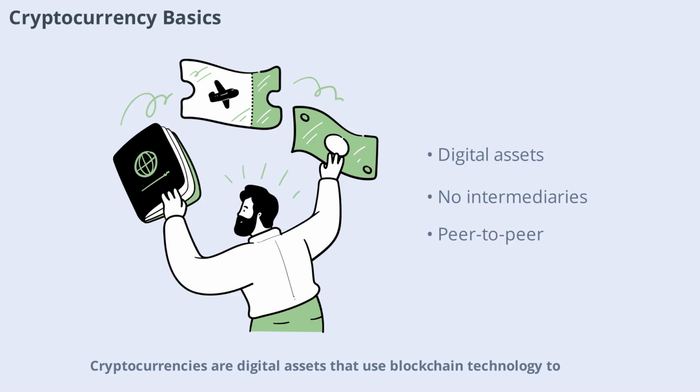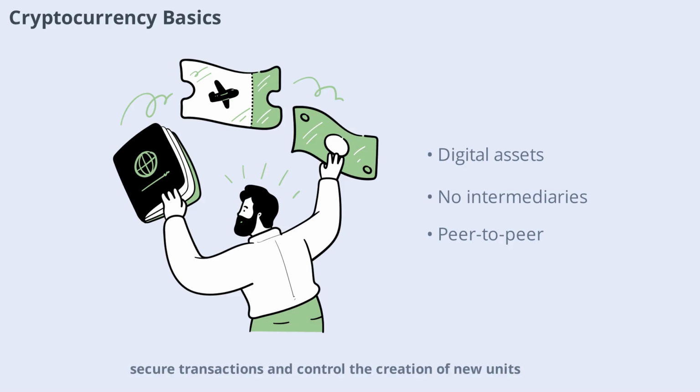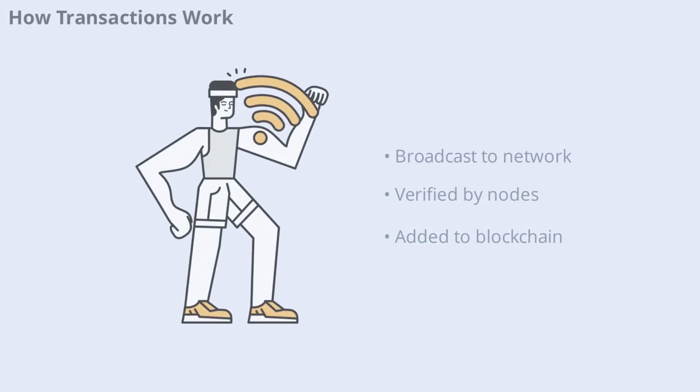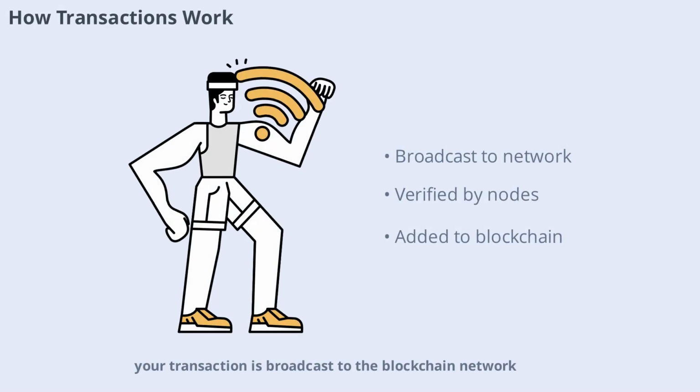Cryptocurrencies are digital assets that use blockchain technology to secure transactions and control the creation of new units. Bitcoin was the first and remains the most well-known, but there are thousands of others, each with unique features. Cryptocurrencies enable peer-to-peer transactions without the need for banks or intermediaries, making them a powerful tool for financial inclusion and innovation.